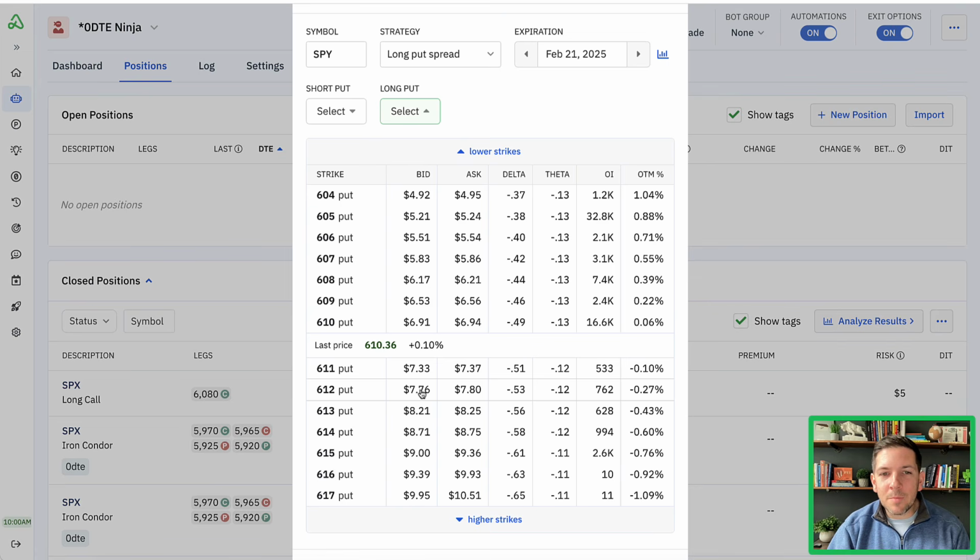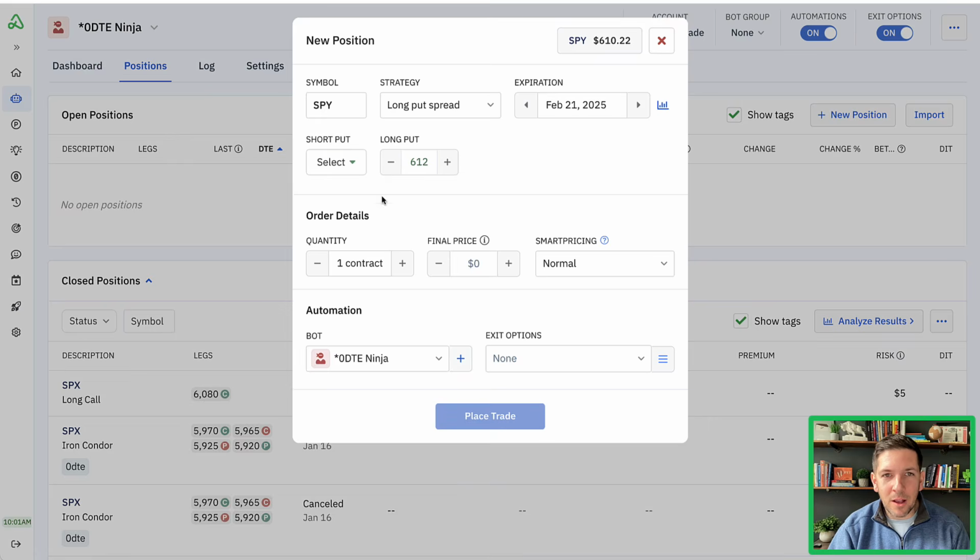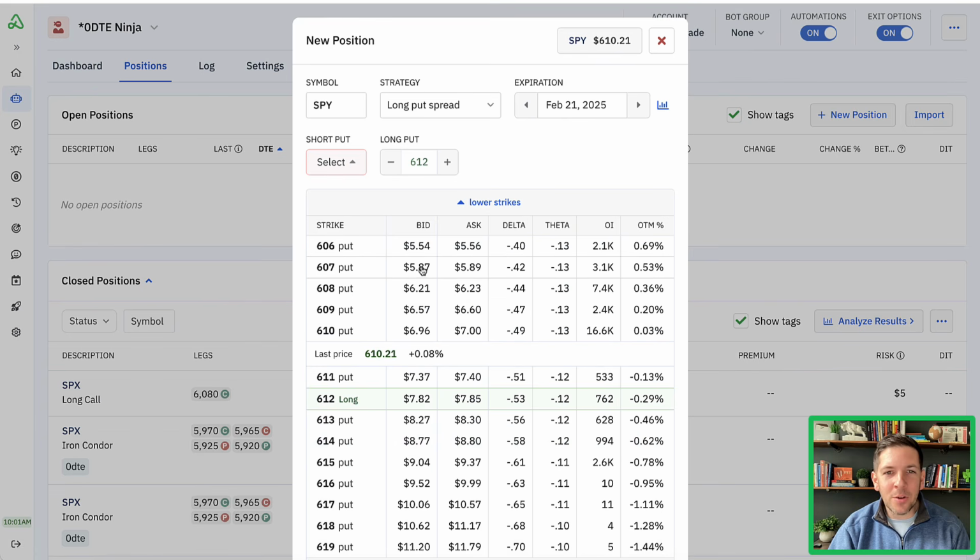So if we wanted to buy a put option outright on the S&P right now, like the 612 put option, which is slightly in the money, it would cost us $780 to buy the 612 put option. So we don't want to do that outright. I mean, you could if you want to, but it's really expensive. So what we're going to do is buy the 612, and then we're going to go here and sell a put option at a lower strike to help finance that cost.